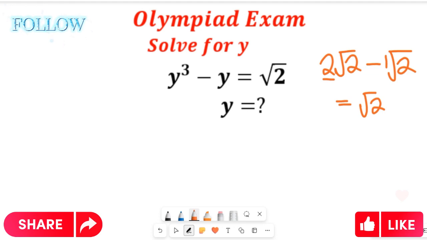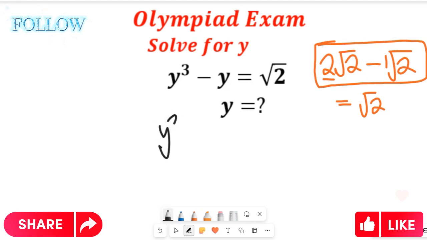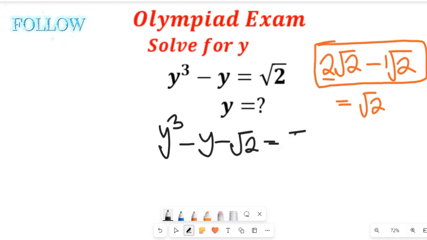So what does that tell us? That tells us that we can simply replace root 2 with this value. So let's apply that here. We'll have y to the power of 3 minus y minus root 2 equal to root 2, minus root 2. So why did we subtract root 2 from both sides? It is to clear root 2 from the right hand side, and that will give us 0.